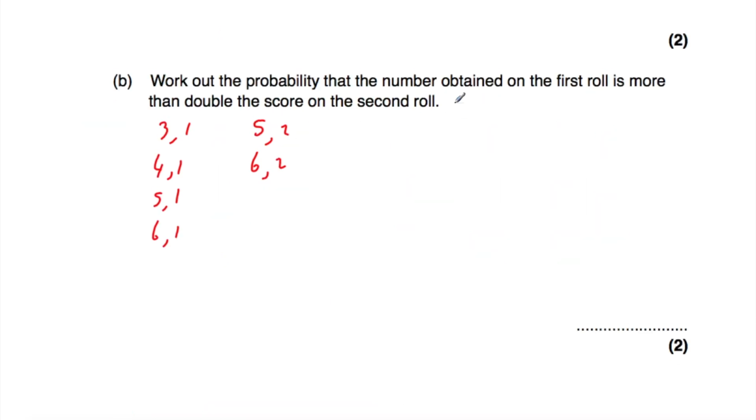So the probability that the number rolled on the first dice is more than double the number scored on the second dice is going to be 6 out of 36, because there are 6 options that work out of the 36. And that's it. You could cancel that down if you wanted to, and they're both divisible by 6. So 6 divided by 6 is 1, and 36 divided by 6 is 6. So that's it. Okay, let's look at our next question.